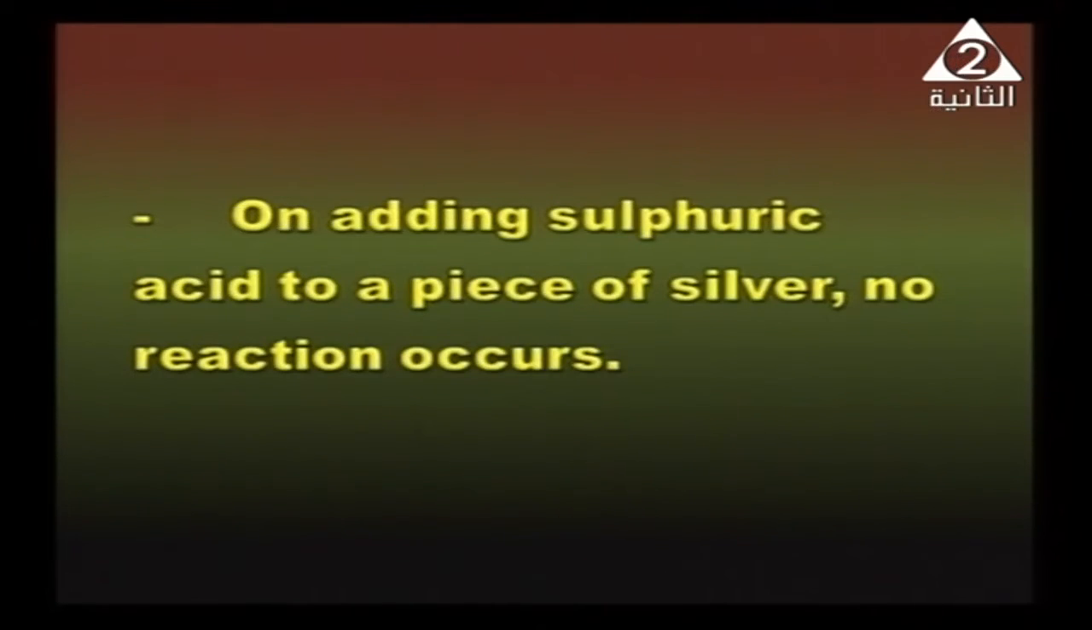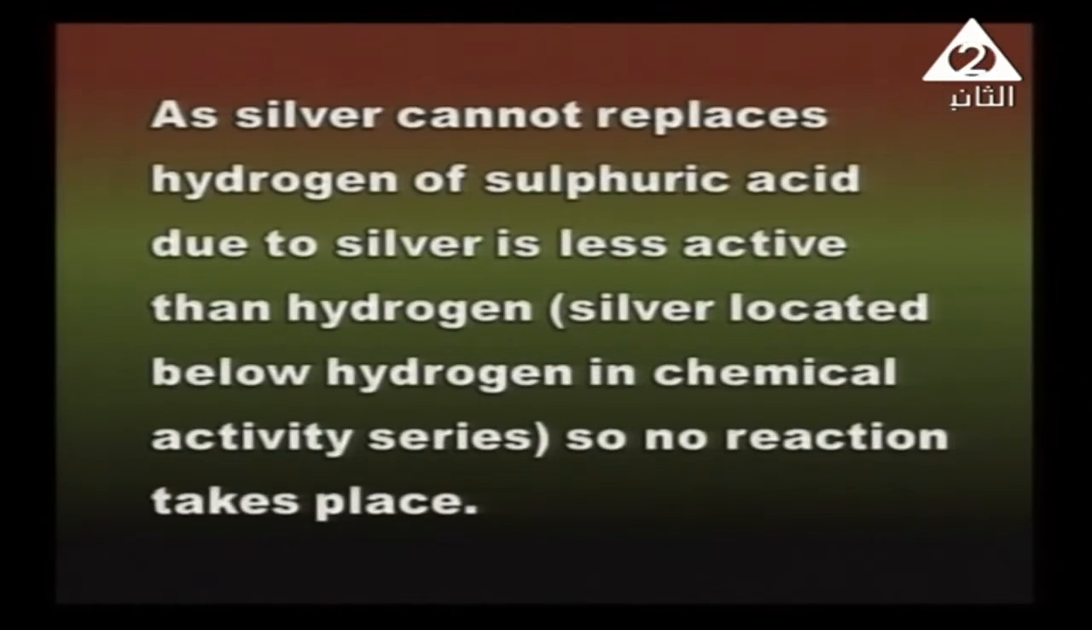Another question, give reason for: on adding sulphuric acid to a piece of silver, no reaction occurs. That's because silver cannot replace hydrogen of sulphuric acid, as silver is less active than hydrogen. Silver is located below hydrogen in the chemical activity series, so it can't replace hydrogen of the acid. So no reaction takes place.